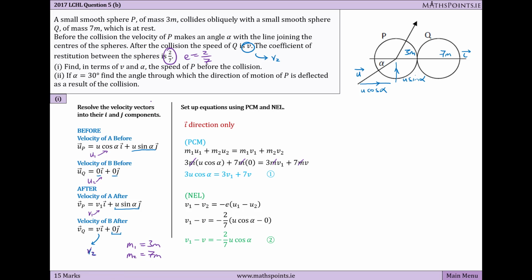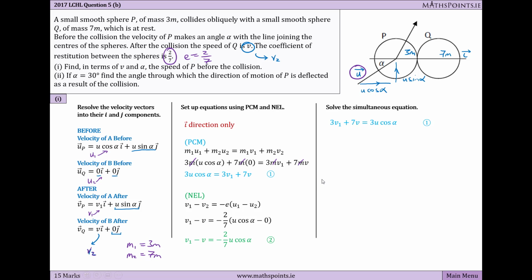So the question is asking me to find the speed of P before the collision. So we're being asked to find this velocity u. So let's first of all solve for v. I'm going to write down equation 1 as it is: 3v1 plus 7v is equal to 3u cos alpha.